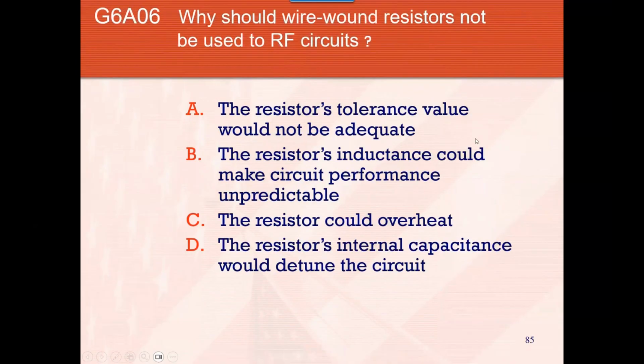Wire wound resistors are not to be used in RF circuits because the turns of wire in there become inductors. That's the ultimate reason behind it. Resistors, inductance can make the circuit performance unpredictable, and that's very true. The wire wound resistor is a coil of wire.